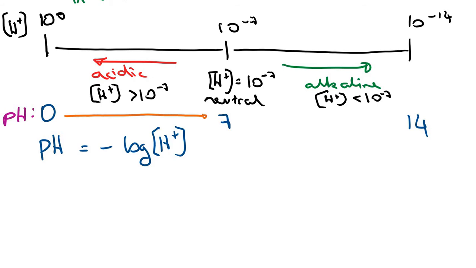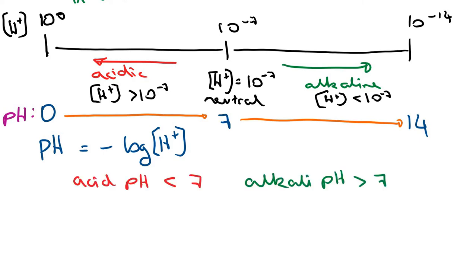From 0 all the way up to 14 there, we have a hydrogen concentration of 1 down to 10 to the minus 14, which is obviously very, very small, and an alkaline solution. So we have an acid pH, which is less than 7, and an alkali pH, which is greater than 7. Remember, an alkali is just the source of OH minus ions.